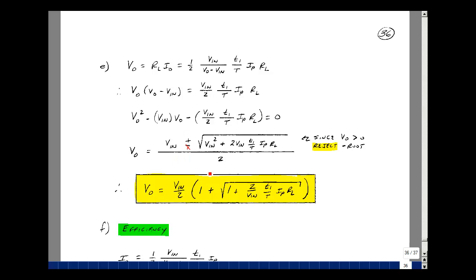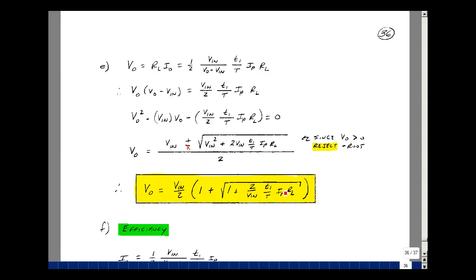Pull out a Vn over 2, I got a 1 times that. Then you can pull out a Vn squared here and divide by 2, it's this term. And then in the radical here I'd have a 1, but if I pull out a Vn squared I've got to put another 1 in here, so divide by Vn. 2 over Vn, T1 over T, I sub P, R sub L. So now this is my expression for V out.